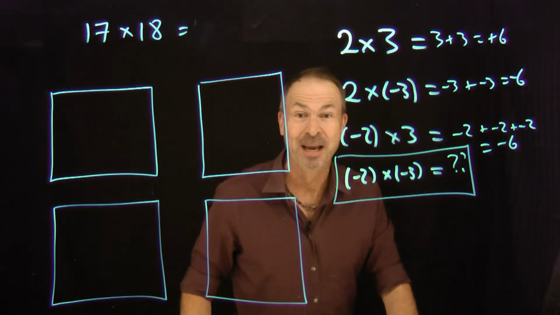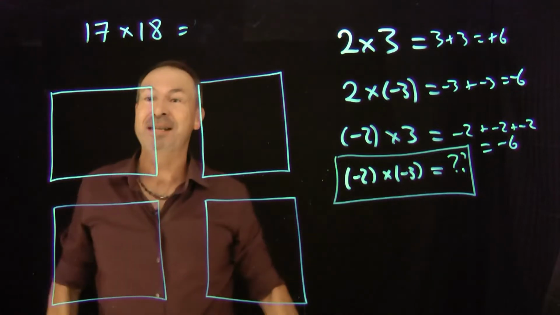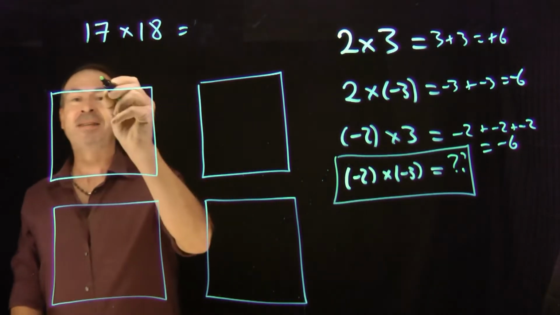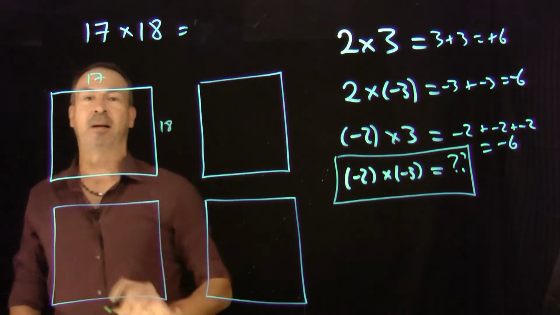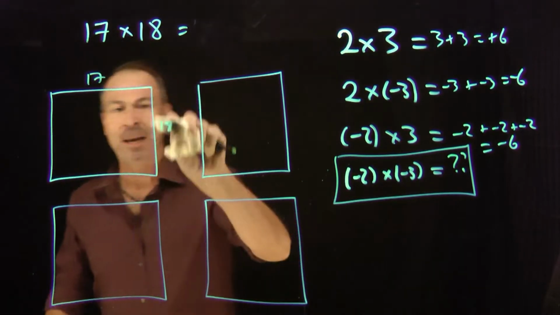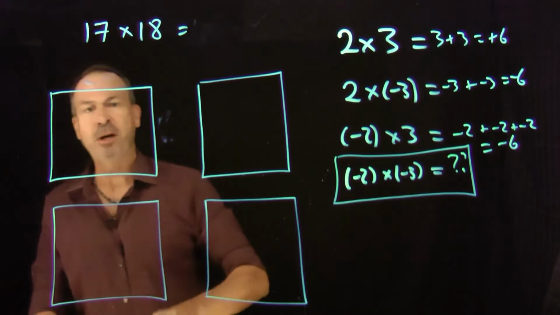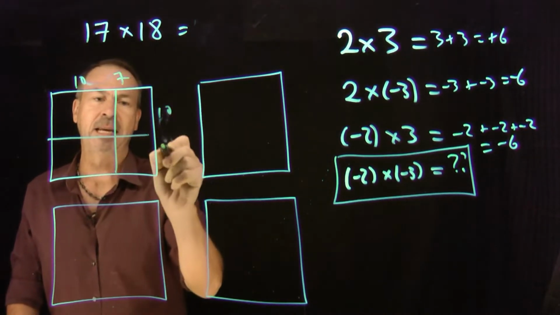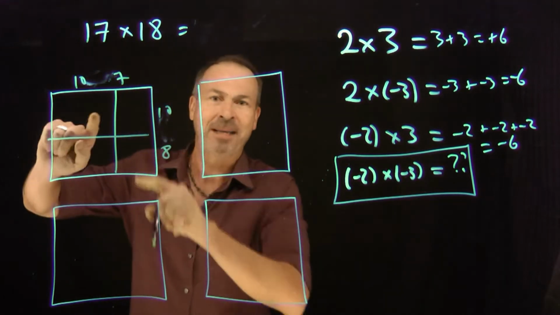Let's figure that out. And I'm going to do that by working out 17 times 18 4 different times. Here goes. To me, 17 times 18 is the area of this rectangle. 17 by 18 rectangle. But let me make the numbers nicer for myself. Let me chop the 17 into a 10 and a 7, and the 18 into a 10 and an 8. Because now I can work out these pieces with some ease.